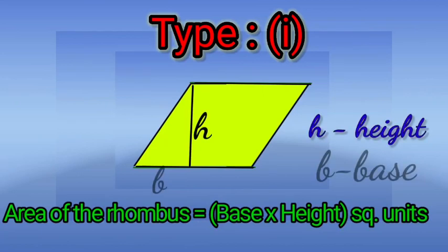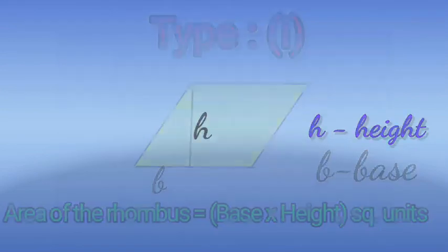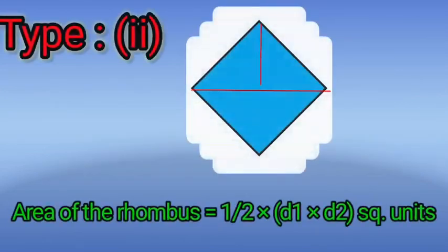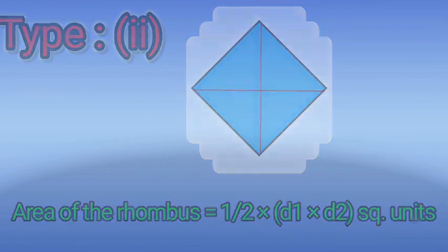In this chapter, in two ways we are going to find the area of the rhombus. First, the area is measured the same as that of the parallelogram, which is area equal to base into height square units. And the second one, the area is measured by the formula A equals half times the product of diagonal 1 and diagonal 2. This formula is used only when the diagonals are given.